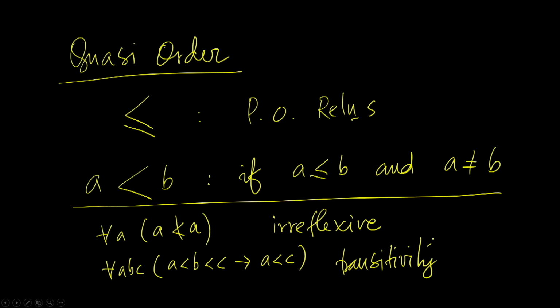So the less than relation has these two properties, irreflexivity and transitivity. When these two properties hold, then we have what's called a quasi-order. So there is always a quasi-order which is associated with a partial ordering relation. When the precedes relation is a partial ordering relation, the strictly precedes relation is a quasi-ordering relation.